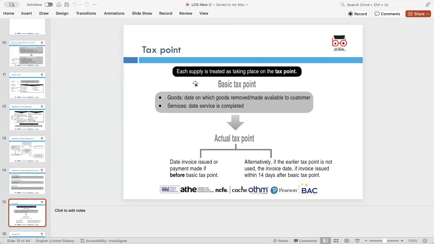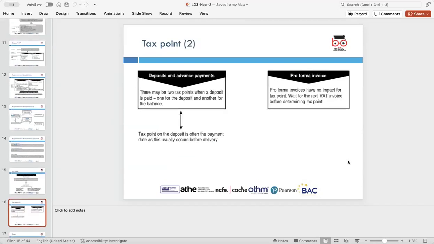If this is before the basic tax point, it becomes the actual tax point. Otherwise, if the invoice is issued within 14 days after the basic tax point, the invoice date can also be used as the tax point. So understanding the tax point is important for correctly accounting for VAT and issuing VAT invoices in compliance with regulations.